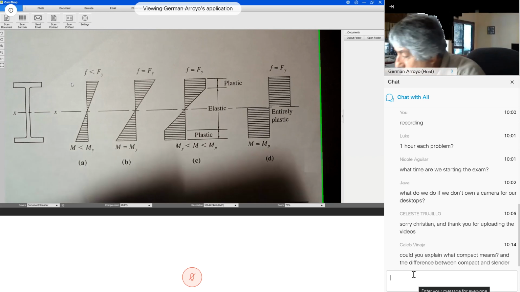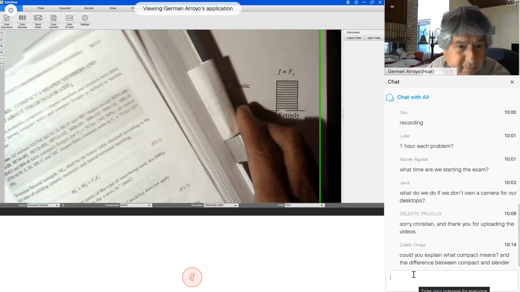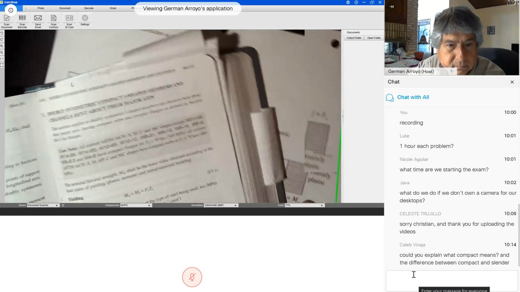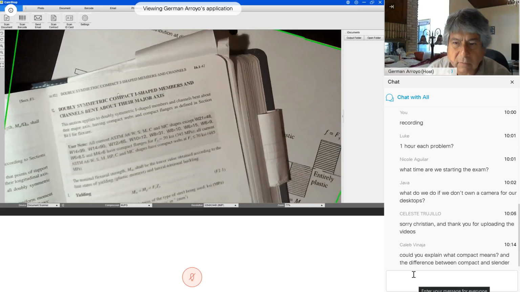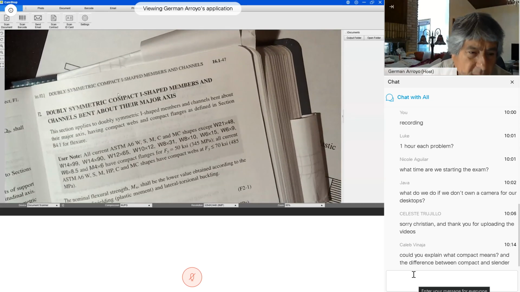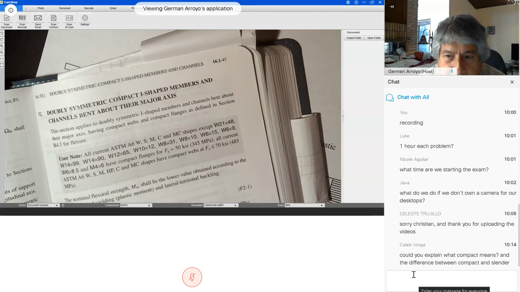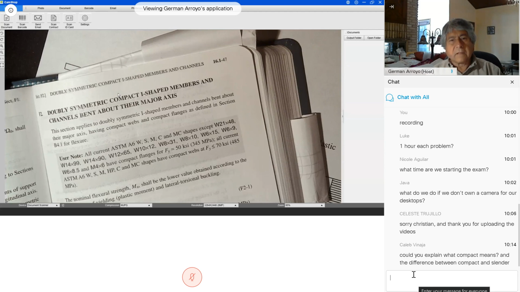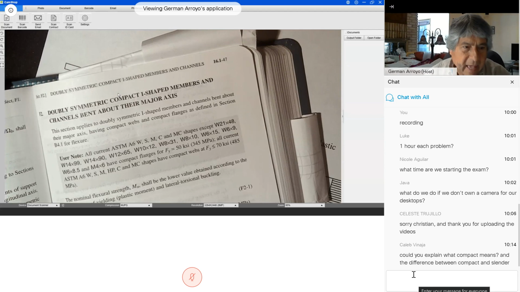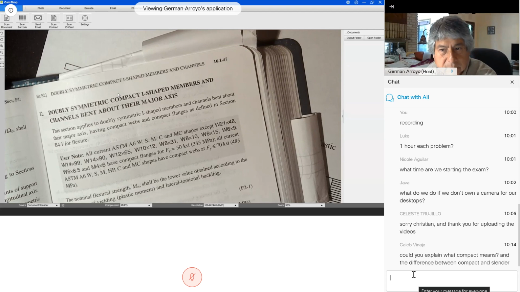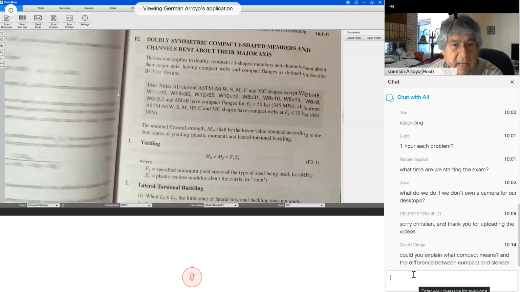Go to page 16.147. And if you are on page 16.147, there is a user note.